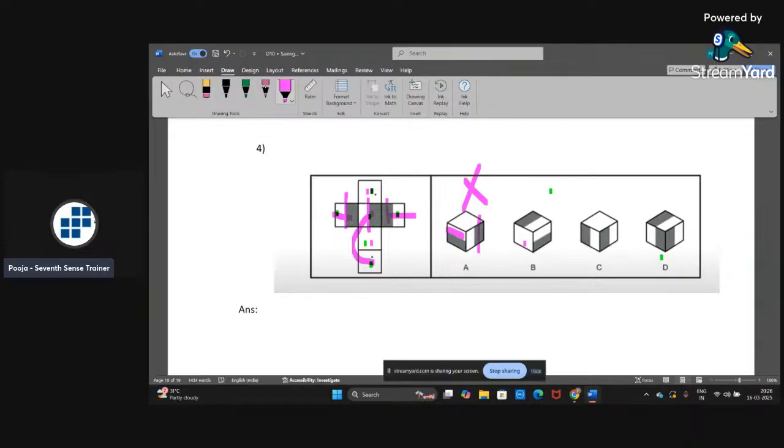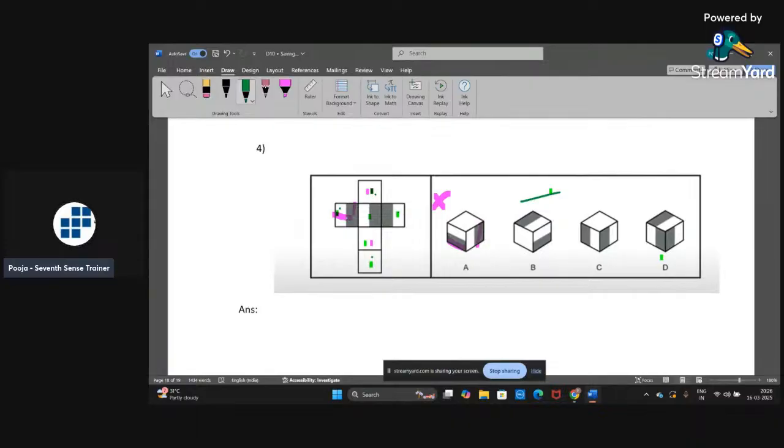In this, think that when, so this we know that this is not the option because one is like this, one is like this, but here all are in this direction. So next, when you fold, this and this will be next to each other, right? So this could be one of the options.